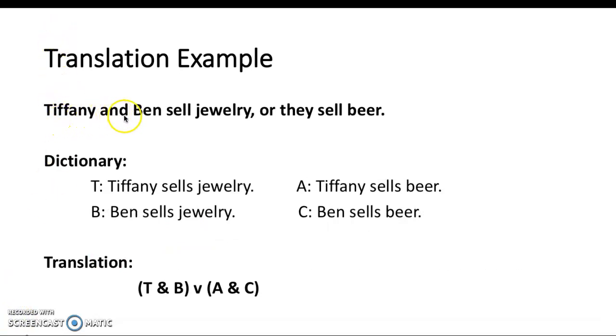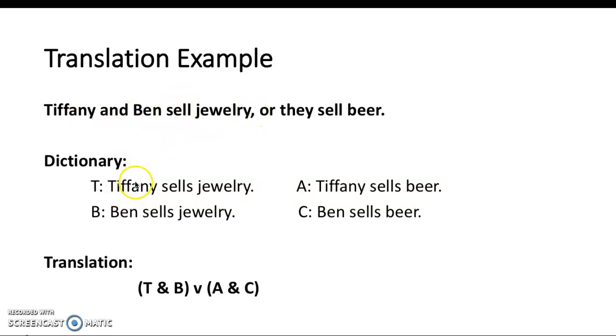So consider the sentence, "Tiffany and Ben sell jewelry or they sell beer." Now, this is a complex sentence because we have various instances of logical phrases like "and" and "or." So in order to translate this to its basic logical form in our symbolic language, we need to deconstruct this sentence to its basic or simple components. So what we do is we create a dictionary where we have sentences that represent the most fundamental or basic sentences that appear in this complex sentence.